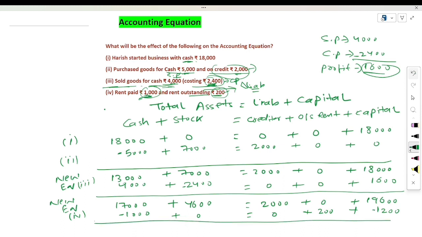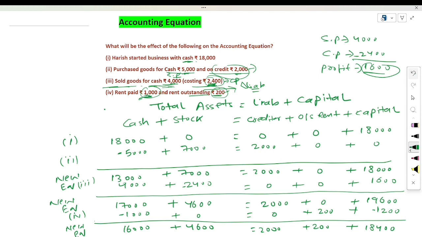Now the new equation will be here 16,000 cash value plus 4,600, this will be as it is, equal to 2,000 plus 200 outstanding rent plus 18,400.